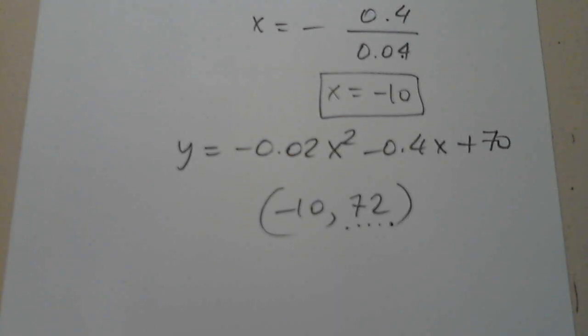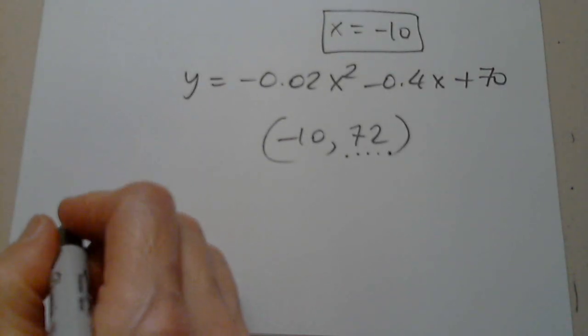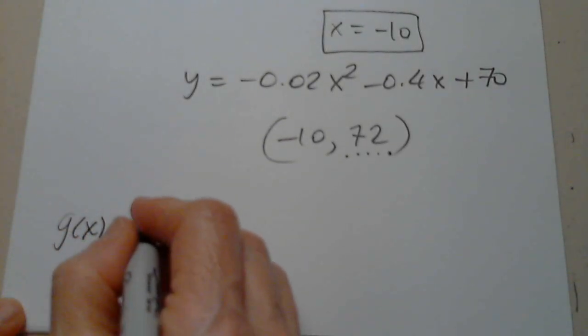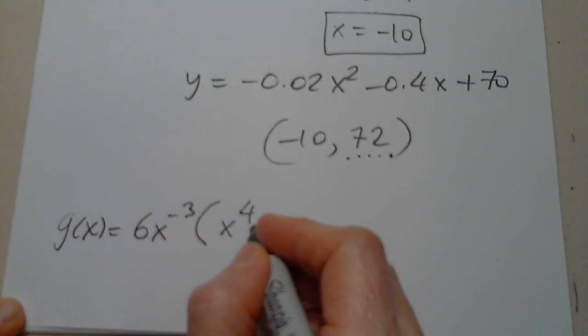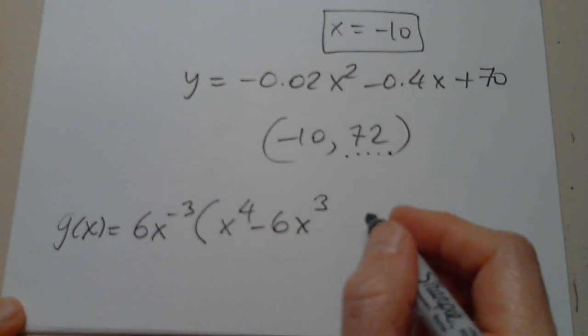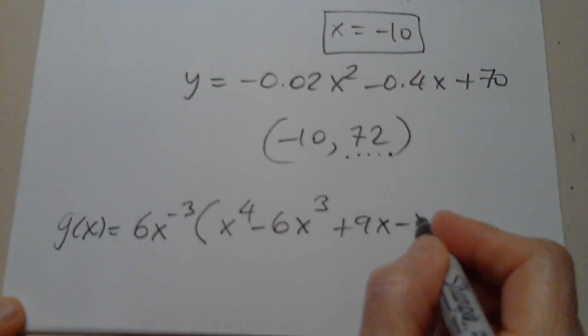Okay, 18. This was 17, 18. Differentiate the function. So we have g of x equals 6x to the negative 3 times (x to the 4th minus 6x to the 3rd plus 9x minus 5).